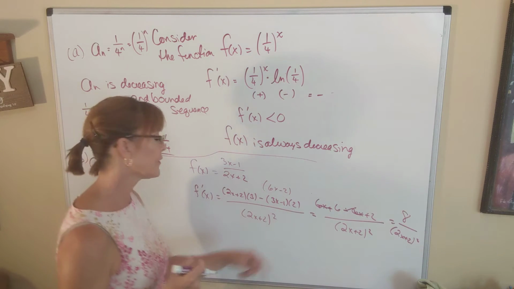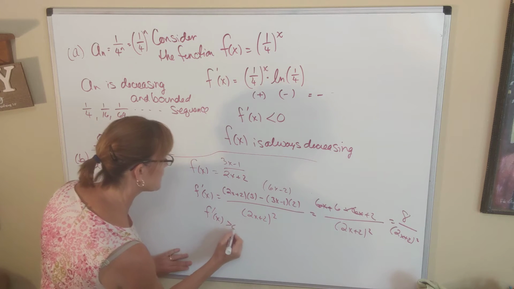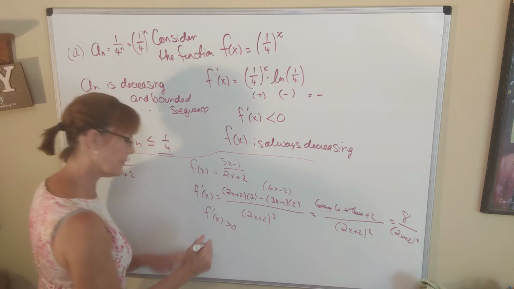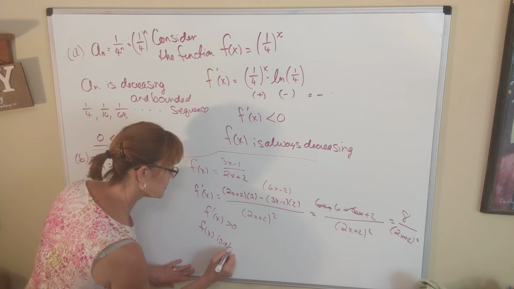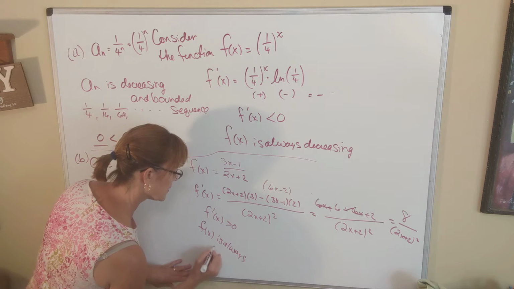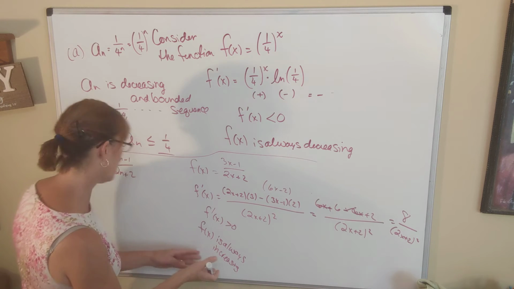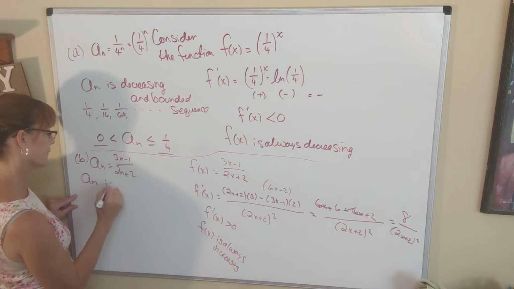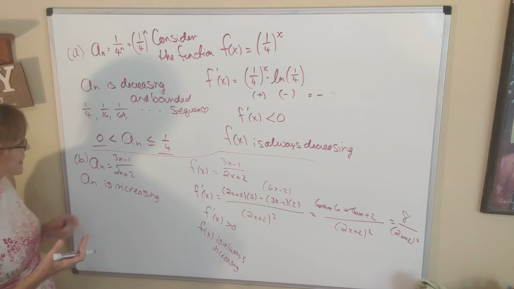So we have a positive over a positive, so what we find out is that f prime of x is positive all the time. Well, what that means is our function f is always increasing. Well, what that means is our sequence is increasing. So it's an increasing sequence. Okay, cool.